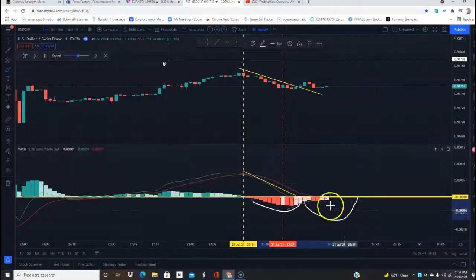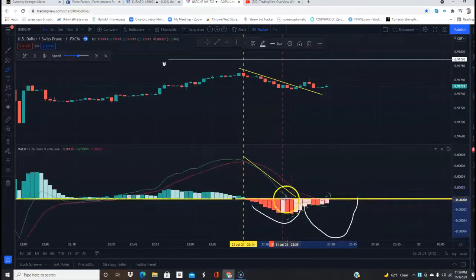All right, guys, so you see here that the MACD line is staying flat. Yes, it turned up a little bit, but for the most part, it's just staying flat right here. This green MACD line is staying flat. But we're still potentially looking for buys.